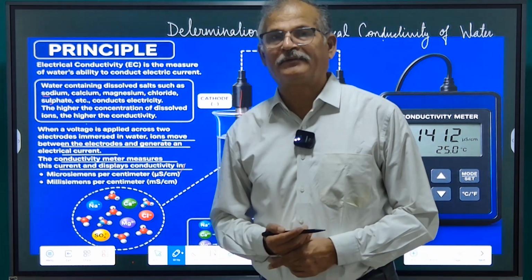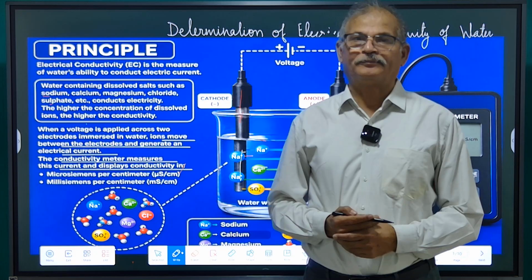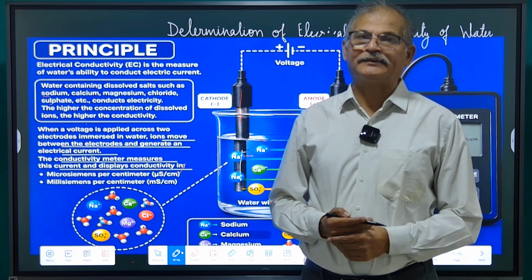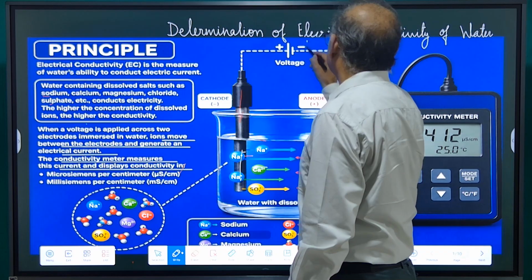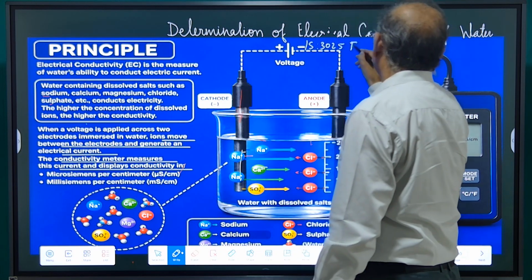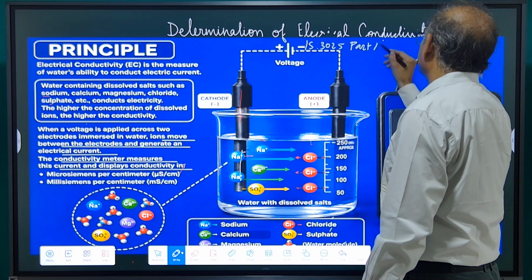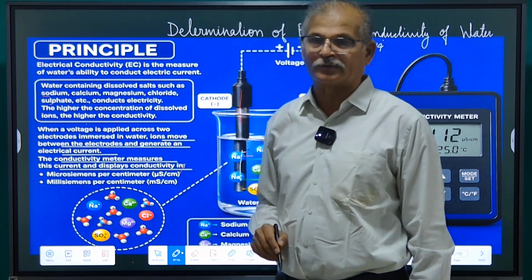Today in this session, we will be studying the determination of electrical conductivity of water. The test procedure is given in IS 3025 Part 14. The code was published in 1984 and reaffirmed in 2002.